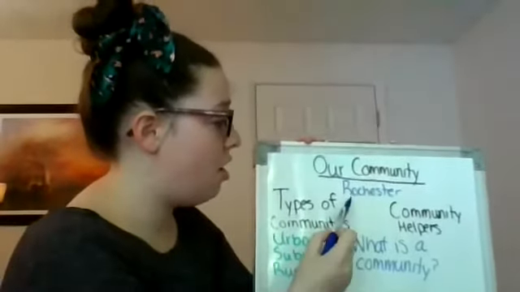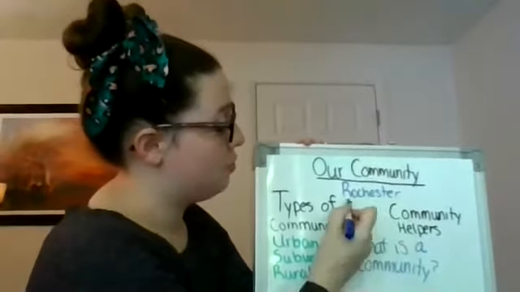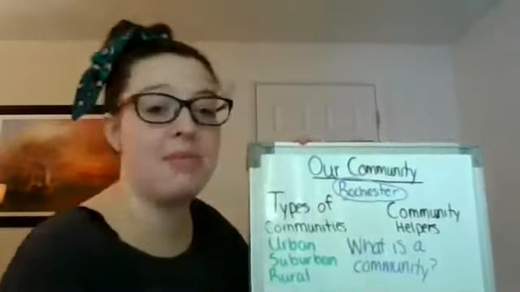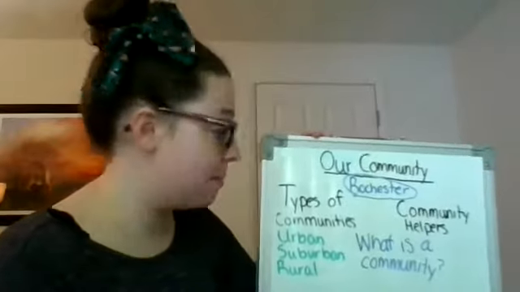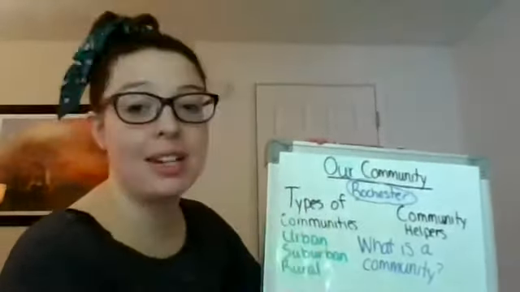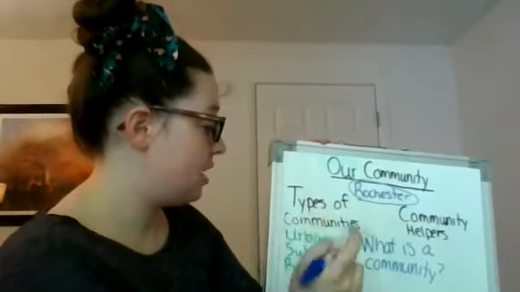It starts with an R for Rochester. So the name of our community is Rochester. That is the city that we live in. We also learned about the different types of communities. So we have types of communities.